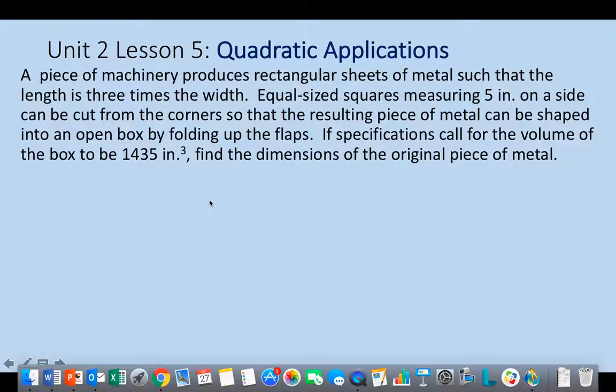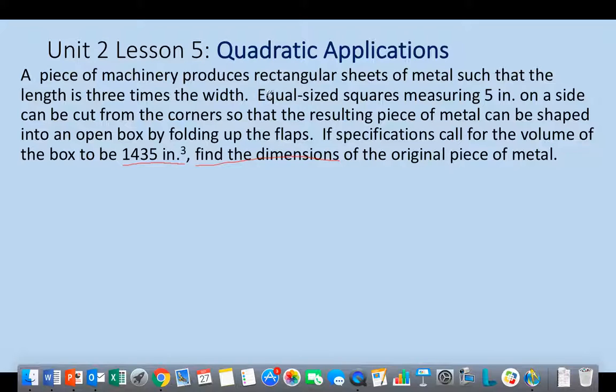All right, so situation number 1. You've got a piece of machinery that produces rectangle sheets of metal. Again, I really don't care so much about the body until I know exactly what I'm trying to find. So I skip down to the last sentence here: if specifications call for the volume of the box to be this, find the dimensions of the original piece of metal. So find the dimensions, that's what I'm aiming for here. Volume, I know it's a 3D shape.